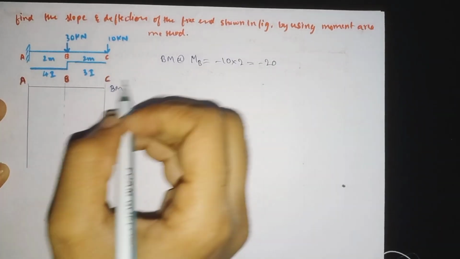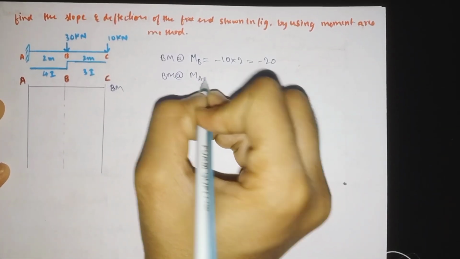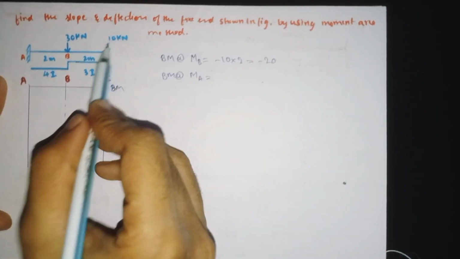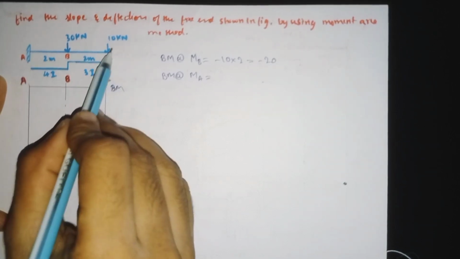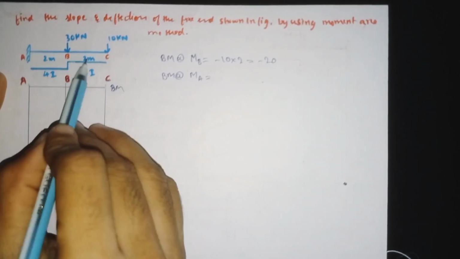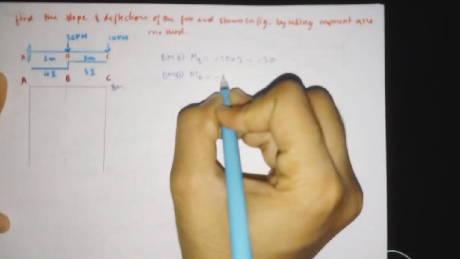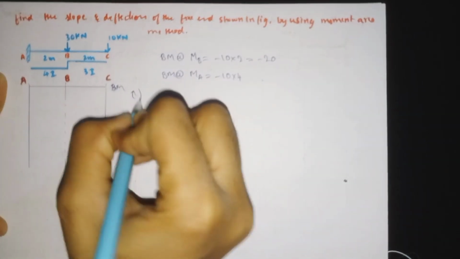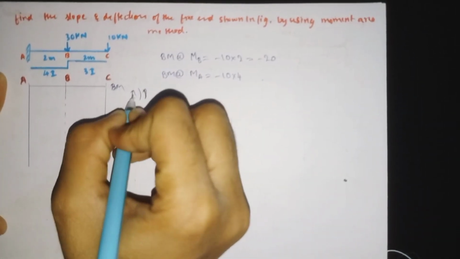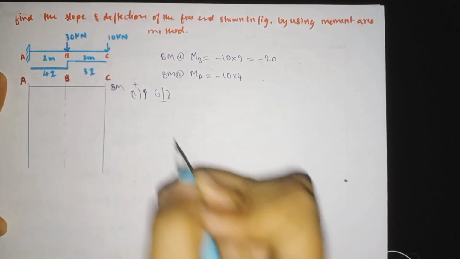Similarly, we need to find the BM at point A. So here 10 kilonewton is acting at a distance of 2 plus 2, which is 4. It is also moving downward. So minus 10 into 4. The sign convention you all know, no? Which is moving upward we need to take as positive, which is moving downward we need to take as negative.